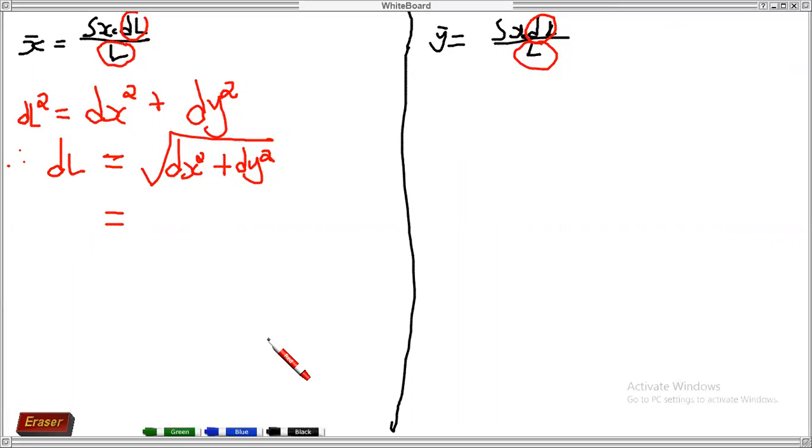Okay, so what you're going to do is take this equation. If you try multiplying, you see this. Let me just leave it this way. I'll bring it down here: dx squared plus dy squared.